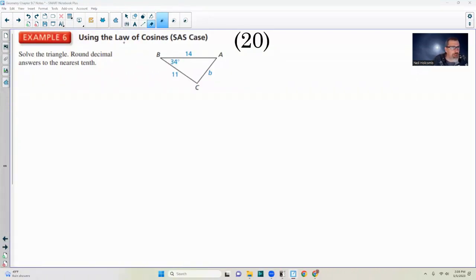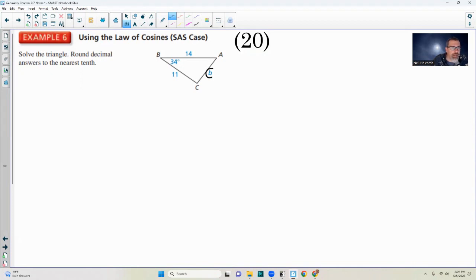All right, example 6 is using the law of cosines. So we have the side angle side case. Here's a side, and here's an included angle, the two sides that form this angle. So that's what we're looking for first. They told us here to use side angle side, but if I just gave you this diagram, you have to be able to identify what you have and what you need to use. So we're going to use the law of cosines, side angle side case.